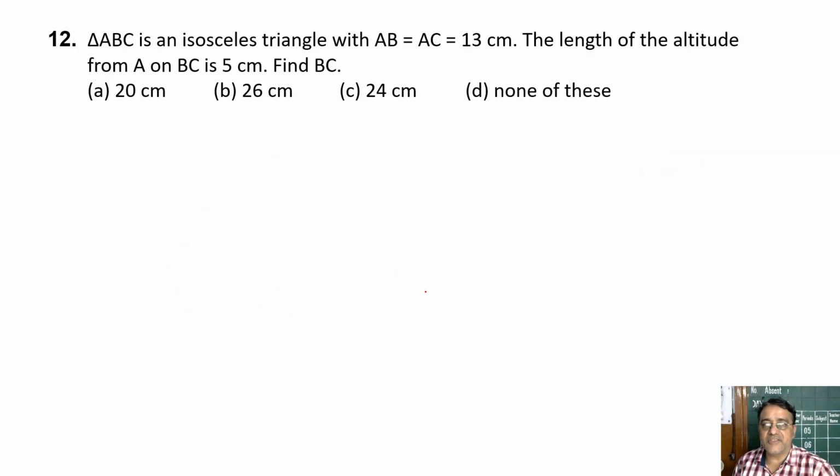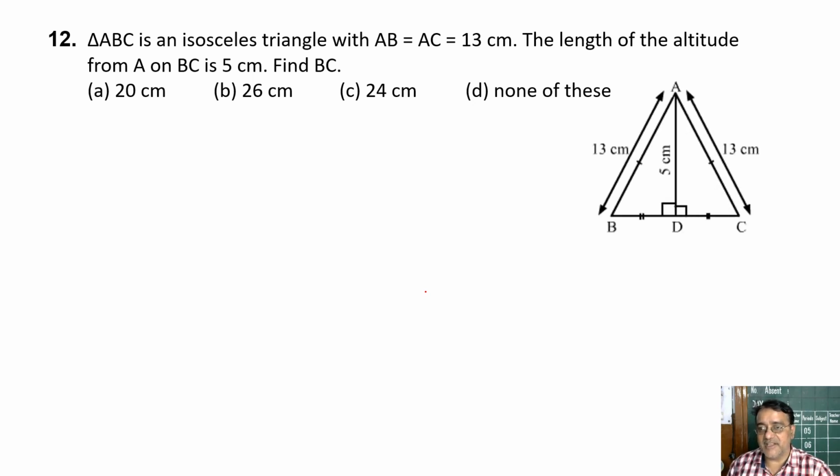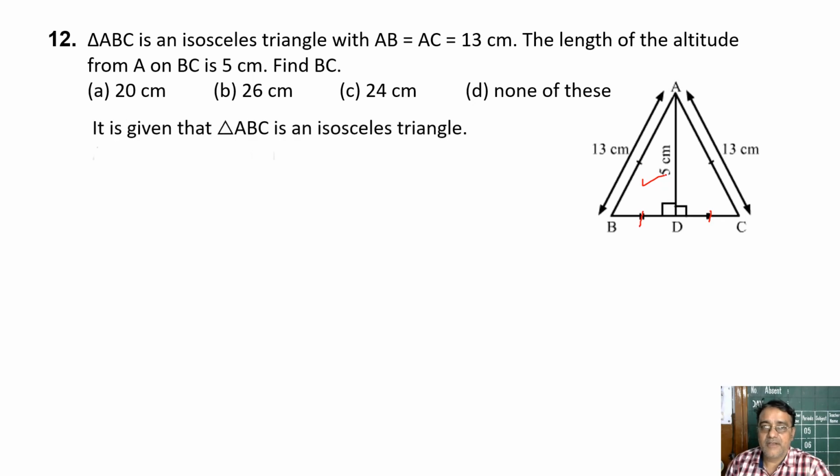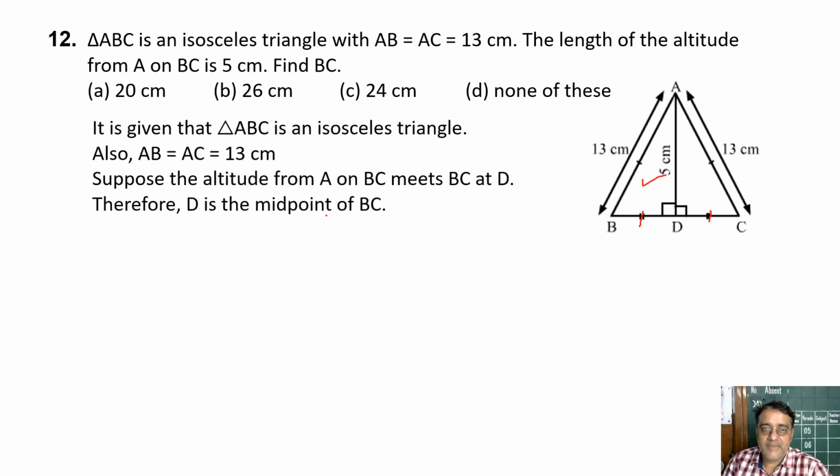Triangle ABC is an isosceles triangle with AB equal to AC equal to 13 centimeter. The length of the altitude from A on BC is 5 centimeter. So this is the rough diagram. And we know that in an isosceles triangle also, the altitude from the vertex bisects the base, so these two will be equal. So we will find either BD or CD, then multiply it by 2 to get the value of BC. So we are going to take this triangle. Did you understand this? Yes, sir.